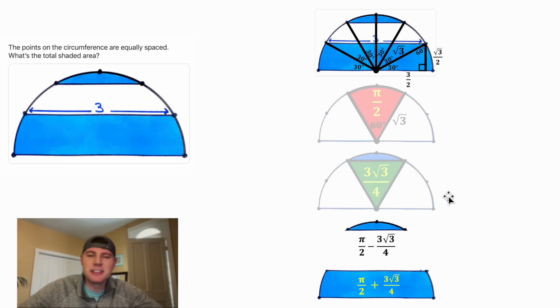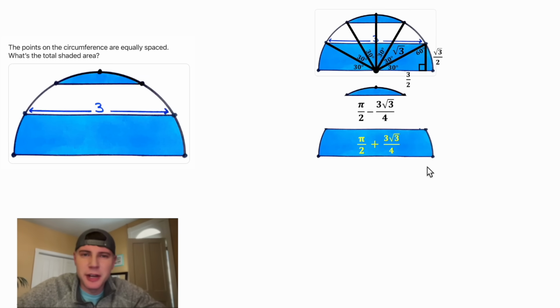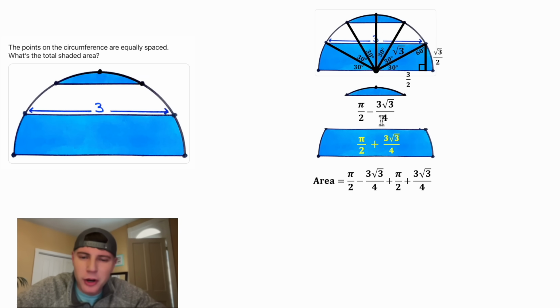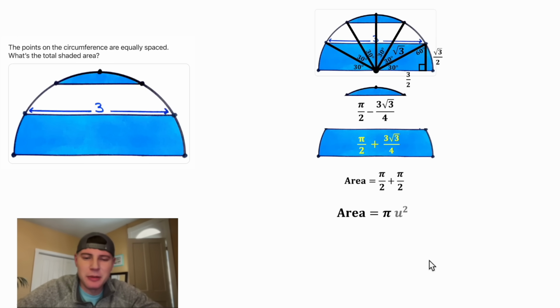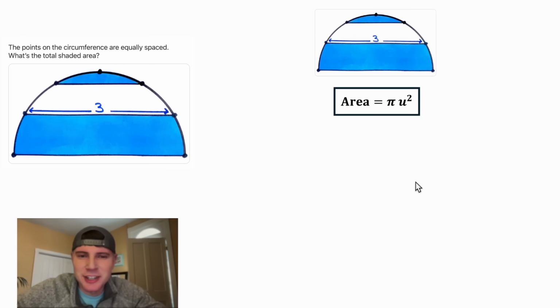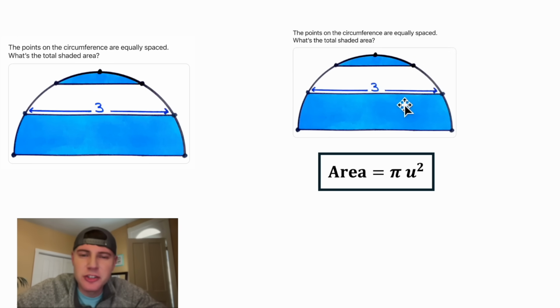And now we can clean things up a little bit and add the two blue areas together. It'll be pi/2 minus 3√3/4 plus pi/2 plus 3√3/4. Let's rearrange things a little bit, and this negative 3√3/4 and the positive 3√3/4 are going to cancel each other out. And then pi/2 plus pi/2 is equal to 1 pi. Let's give it a label of square units and put a box around it. And this is the answer to our question. The total shaded area of these two blue regions is equal to pi square units.